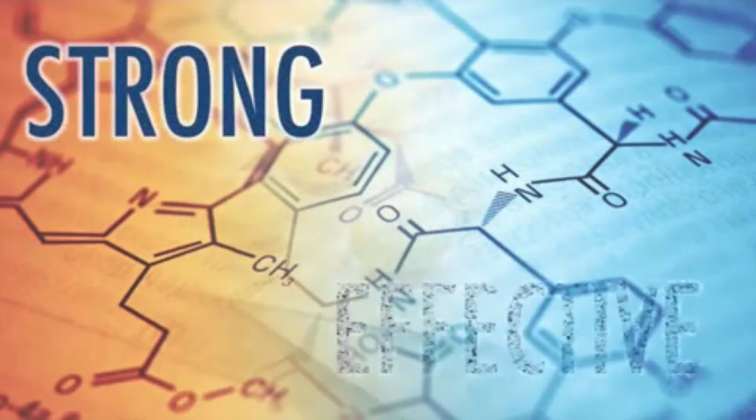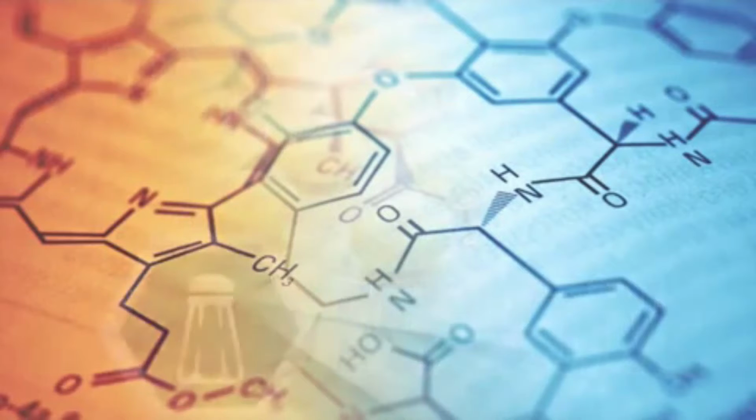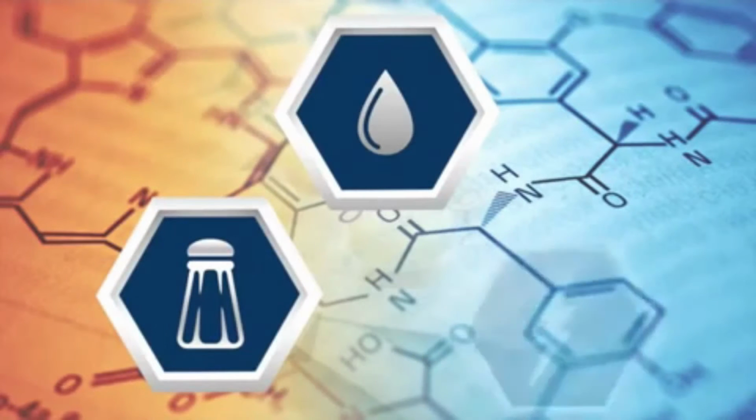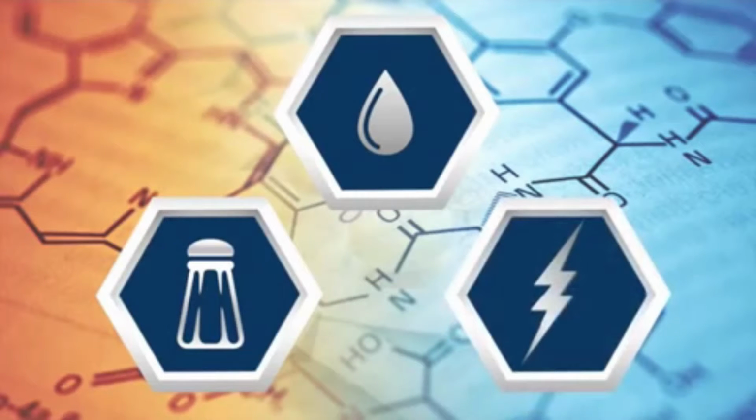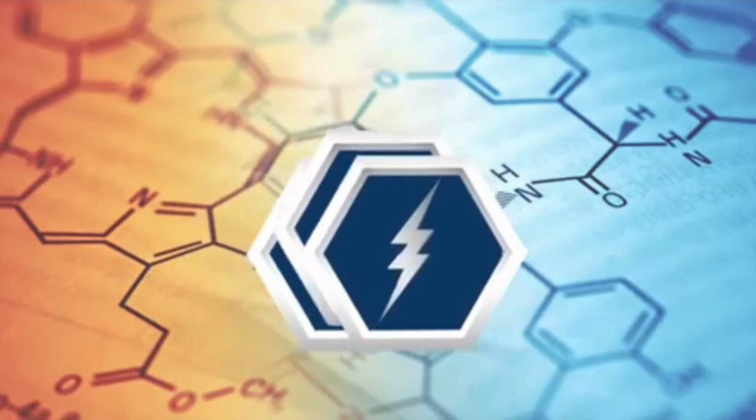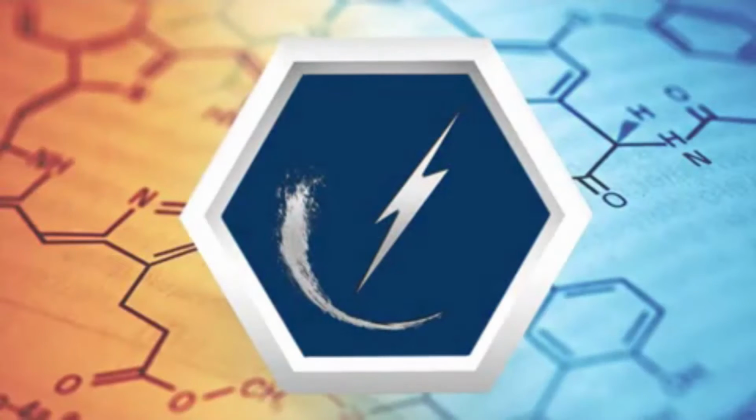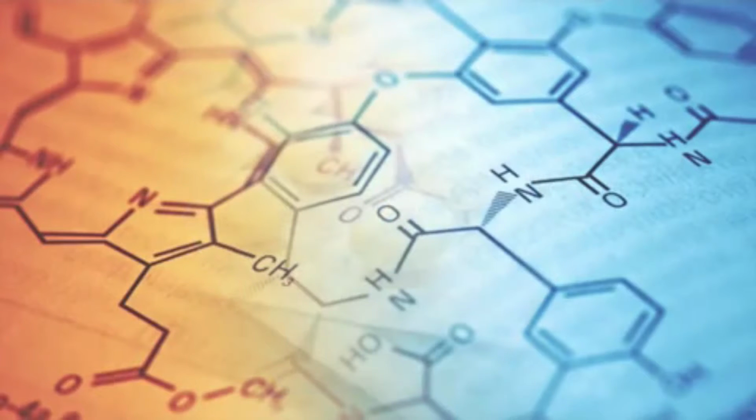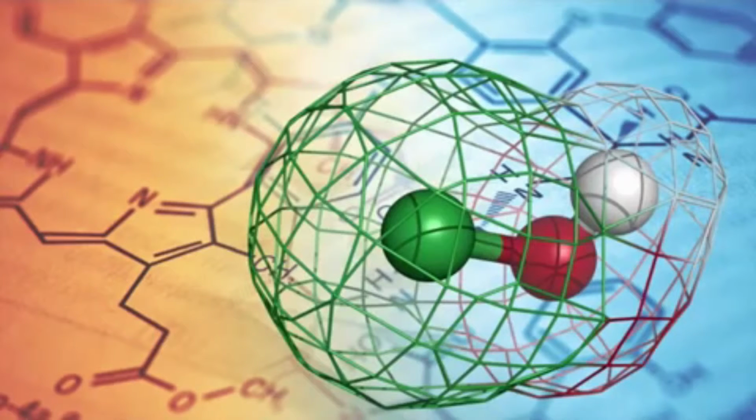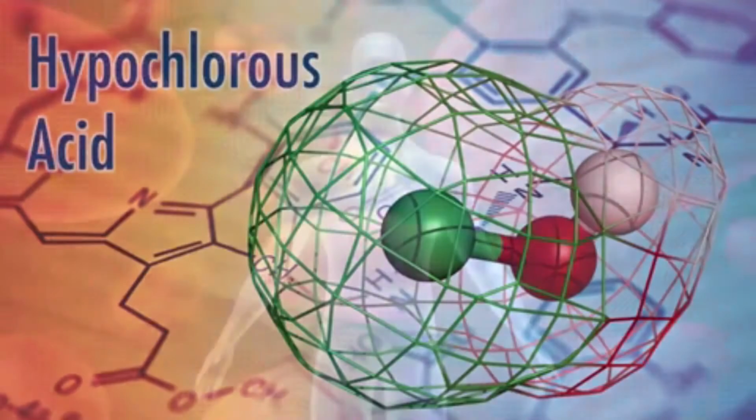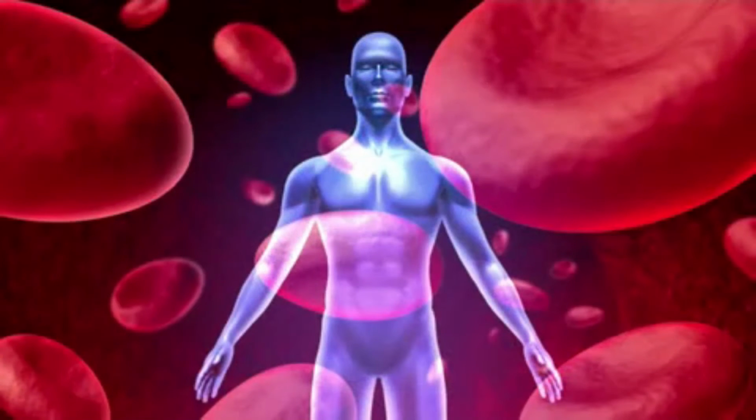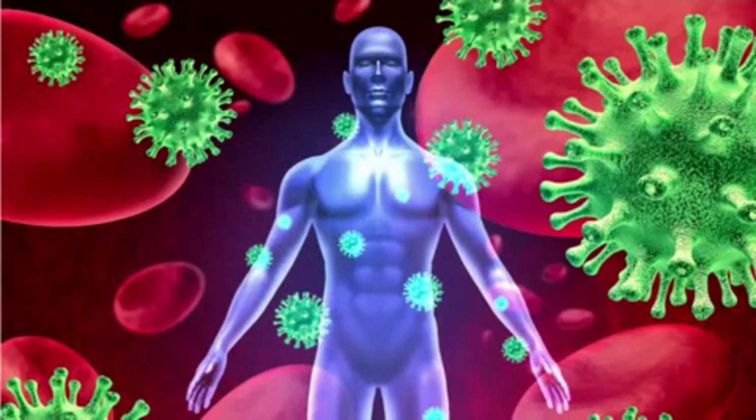Imagine strong, effective products made of nothing more than salt, water, and an electrical charge. Through the process of electrolysis, or electrochemical activation, the salt water is transformed into analyte water, a disinfectant when used in appropriate concentrations. The active ingredient in the resulting solution is hypochlorous acid, a naturally occurring acid also found in the human body's response to fighting infections.